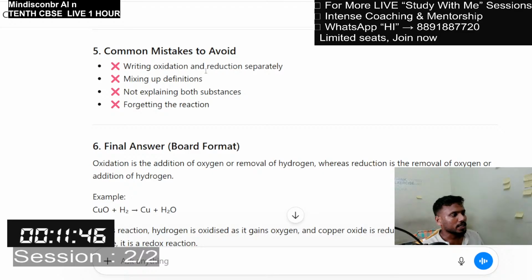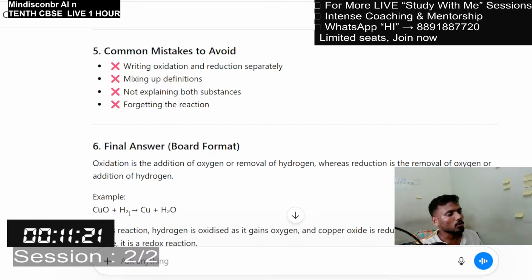Common mistakes to avoid: writing oxidation and reduction separately, mixing up definitions, not explaining both substances, forgetting the reaction. So what is the final answer for this question? Oxidation is the addition of oxygen or removal of hydrogen or removal of electrons, whereas reduction is the removal of oxygen or addition of hydrogen or addition of electrons.